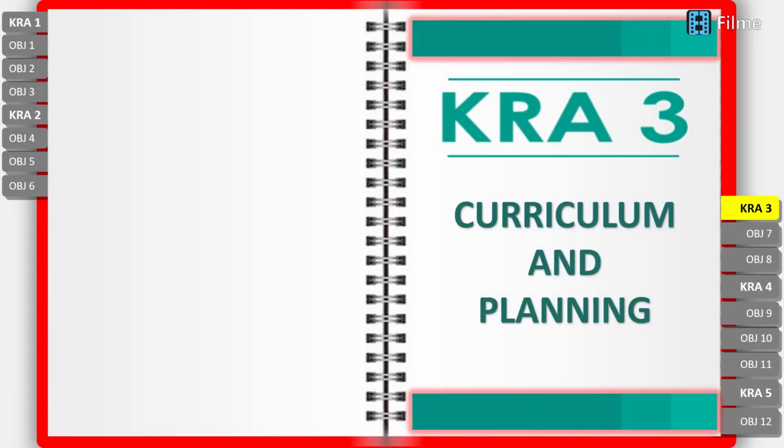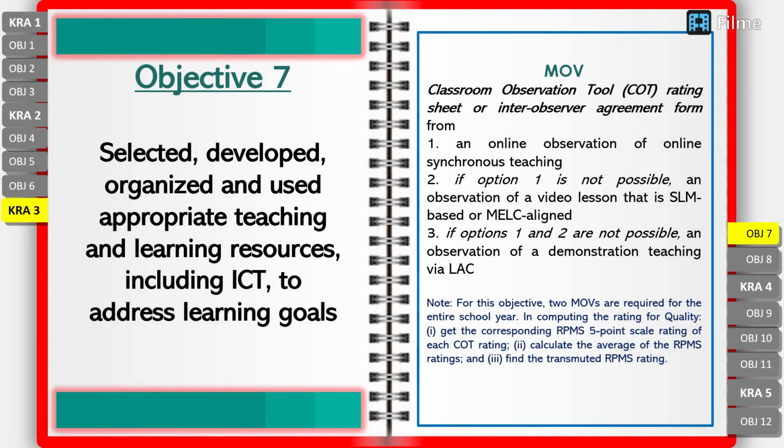KRA 3, Curriculum and Planning. Objective 7, selected, developed, organized, and used appropriate teaching and learning resources, including ICT, to address learning goals. For this objective, 2 MOVs are required for the entire school year. Ang attachment natin dito ay 2 classroom observation tool, rating sheet, or inter-observer agreement form.